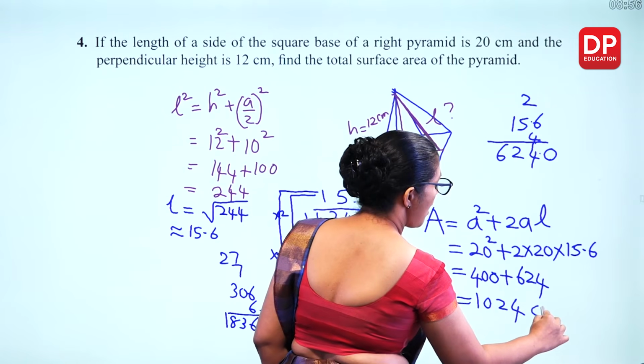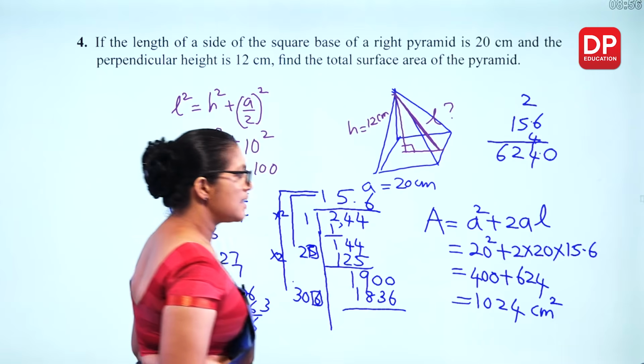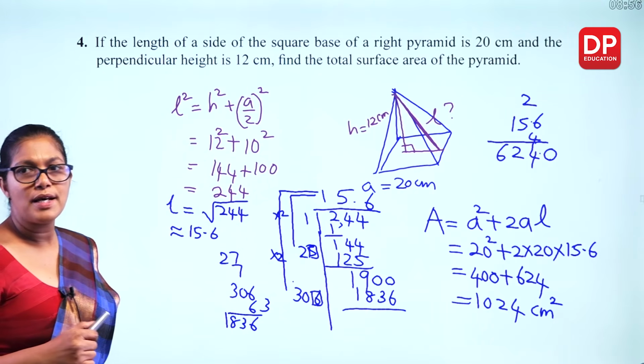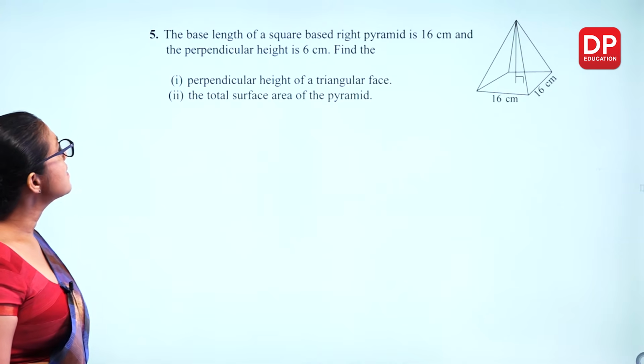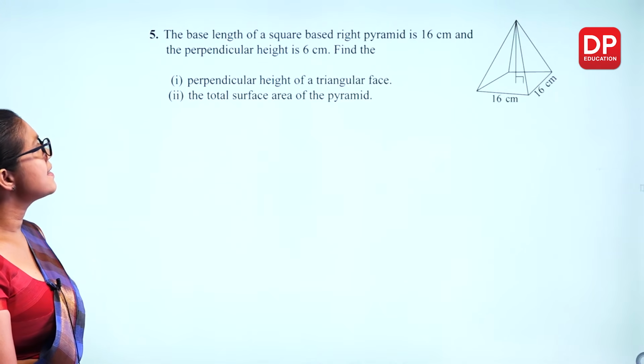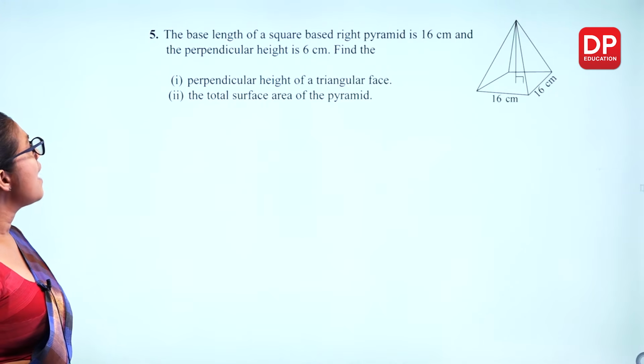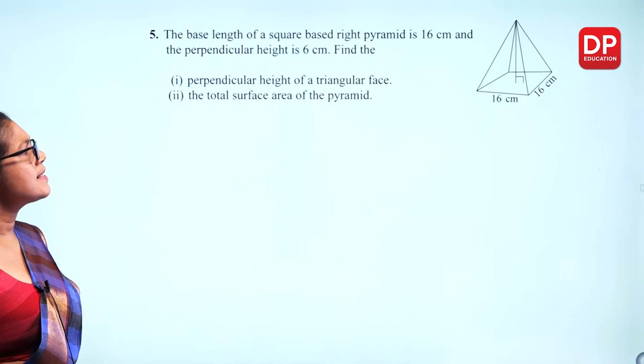1024 square centimeters for the area of the pyramid. Now we'll take fifth question. It's given the base length is 16 centimeters and the perpendicular height is 6.